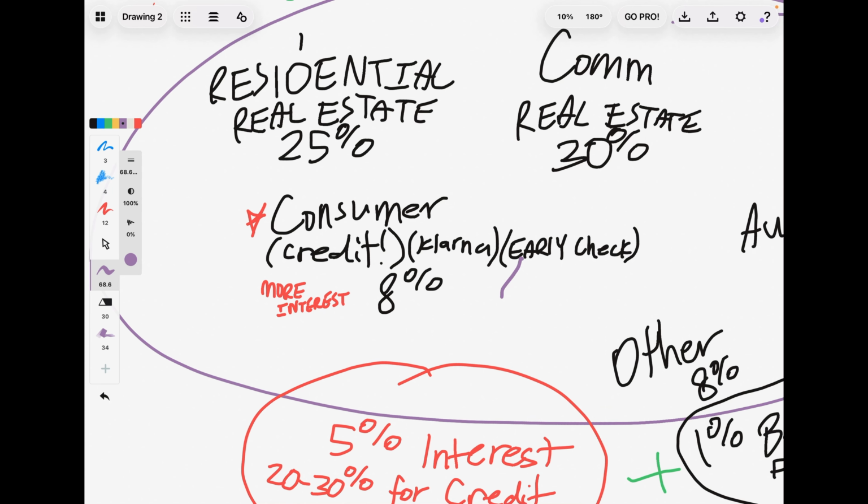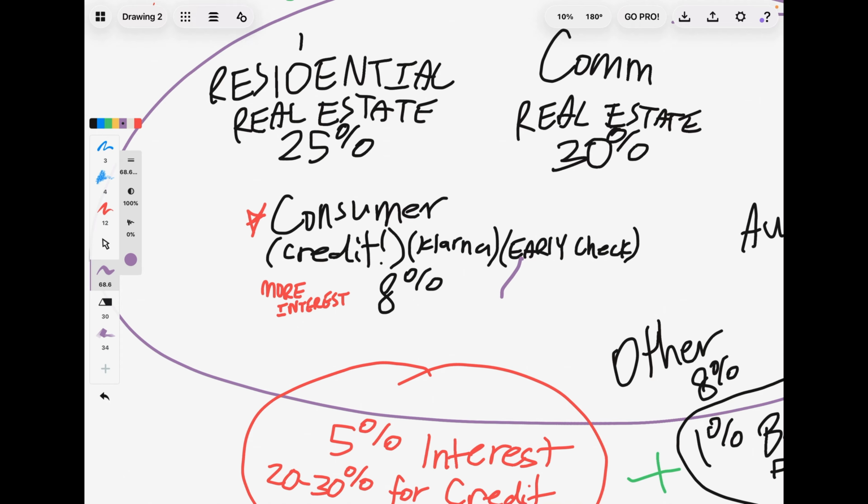Klarna, a lot of people gonna do buy now, pay later. This is a new one, and they're gonna end up paying a lot of interest. They already do pay interest, and sure, the business that you're Klarnering against will still get a piece of that interest, and then Klarna itself is gonna get a piece of the interest, which is the bank, and then early check.